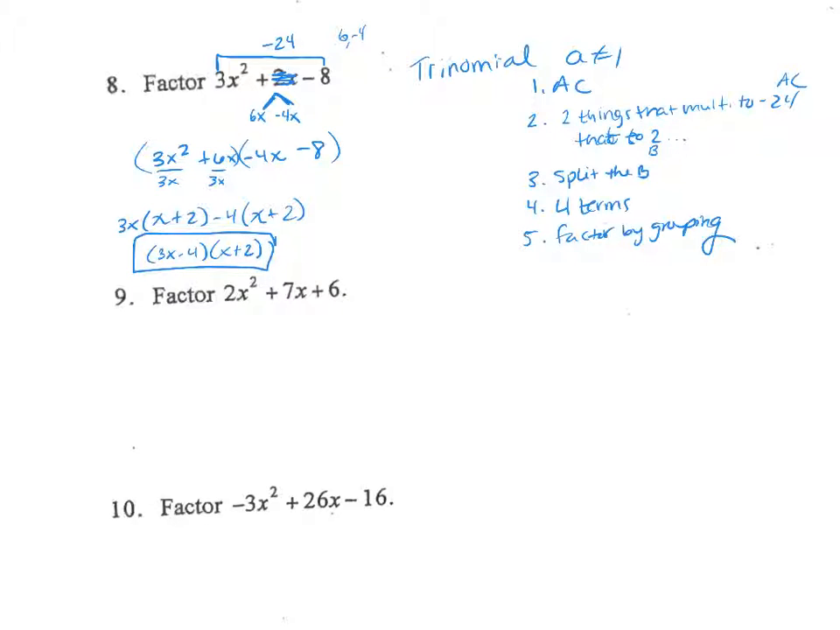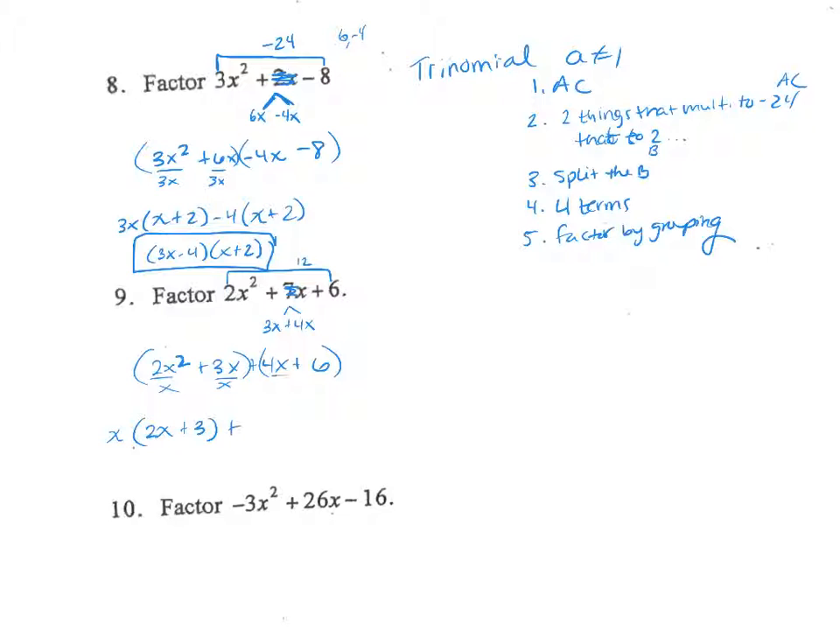And that's it. Next one, AC. So that's 12. Two things that multiply to 12 that add to 7. Well, that's 3x and 4x. Doesn't matter which order again. Write up my 4 terms: 2x squared, don't need the 7x anymore because it's 3x, and 4x plus 6. 4 terms means I'm going to use factor by grouping. So what can I divide both of these by? It's going to be x. X comes outside, we have 2x plus 3.